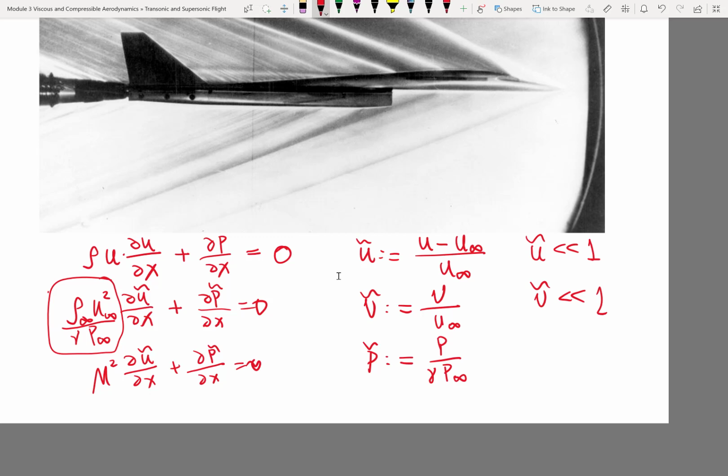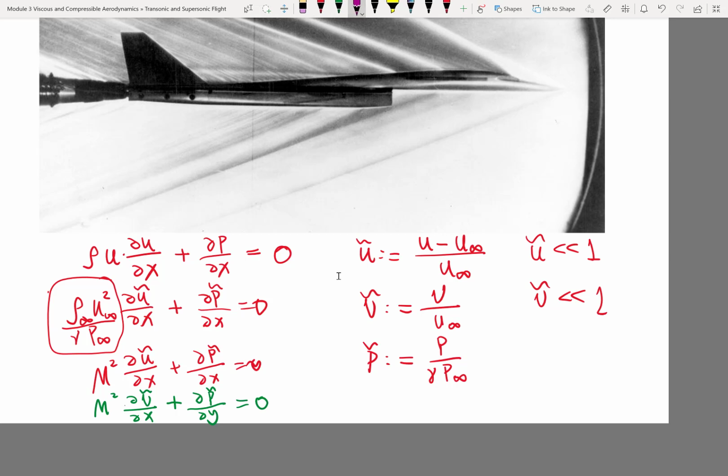Good. I'm going to have a similar equation. If I look at the y momentum equation, I'm going to have M squared times dv tilde dx. So that's the y momentum equation, plus dp tilde dy. That's going to be equal to 0. So that'll be the y momentum equation. And you can derive it essentially the same way.